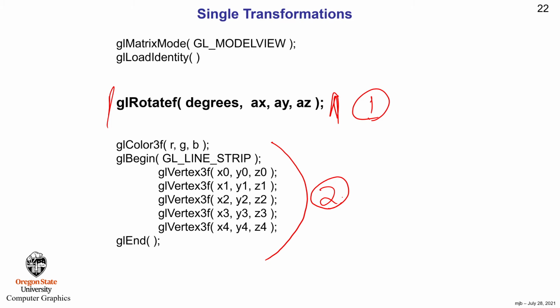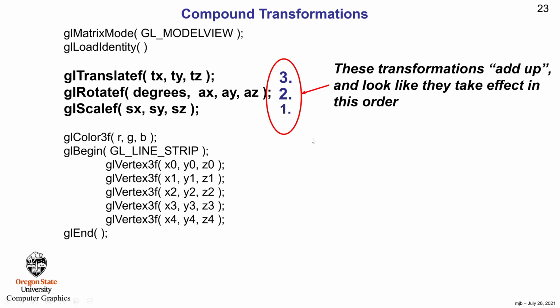Transformations come first. But what if you do more than one? So what if I do translate F, rotate F, scale F, like this? Well, the way it works is the one you specify last looks like it's going to take effect first. So it would look like you were scaling first, rotating second, and translating last. And we do this all the time.